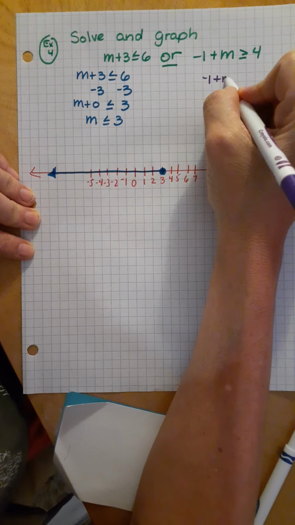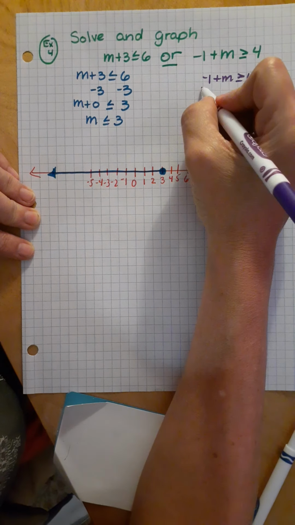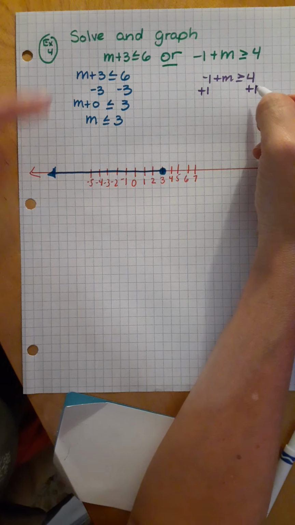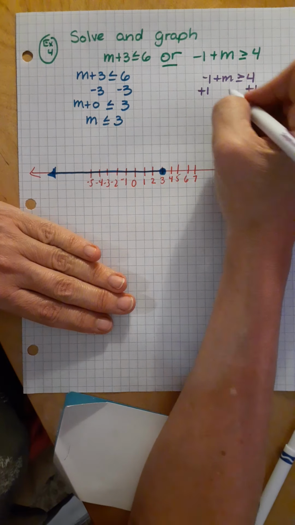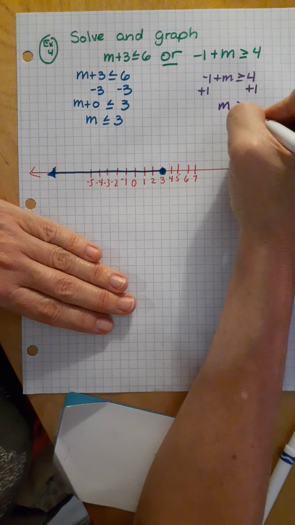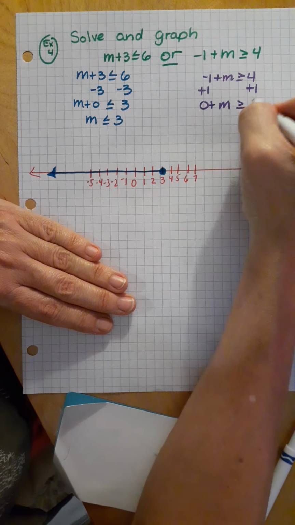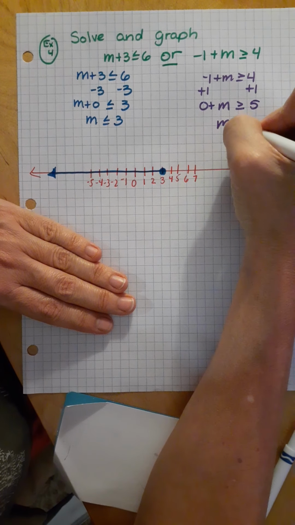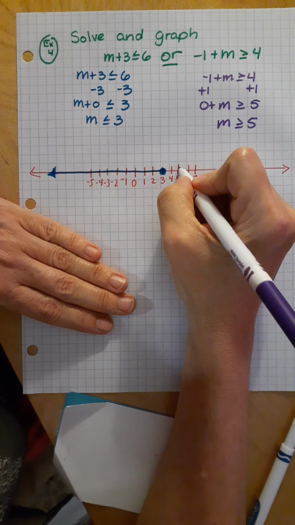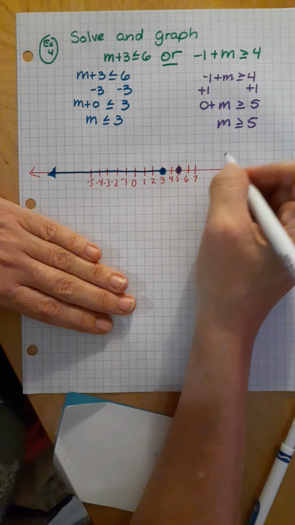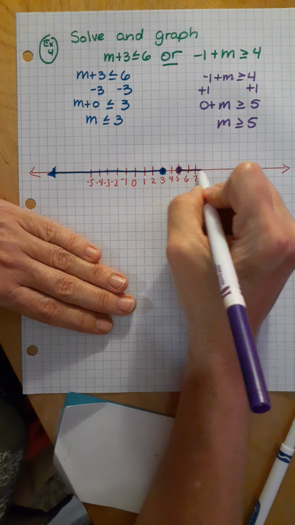Negative 1 plus m greater than or equal to 4. I'm going to add 1 on both sides. I didn't flip here because I didn't even multiply. M greater than or equal to, and actually plus 0, 5. M greater than or equal to 5. So where's my 5? Closed circle, all the numbers larger than 5, that way.